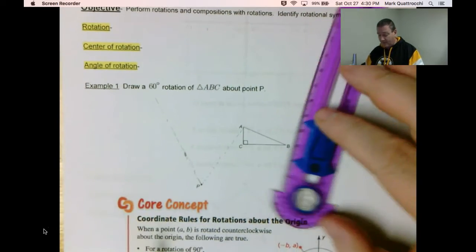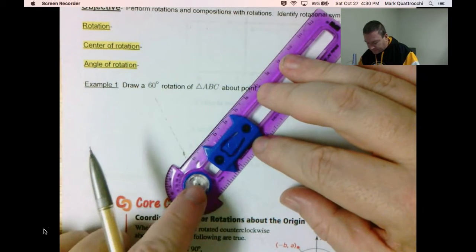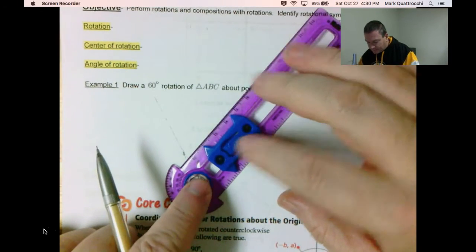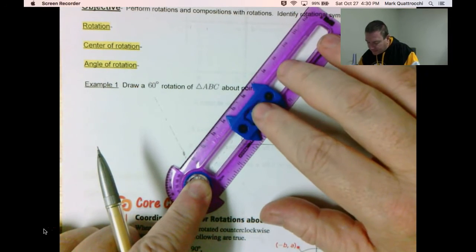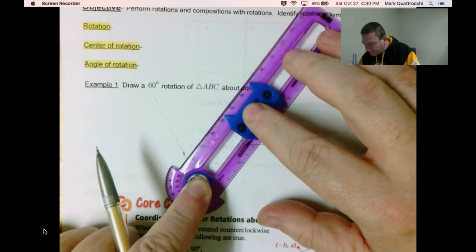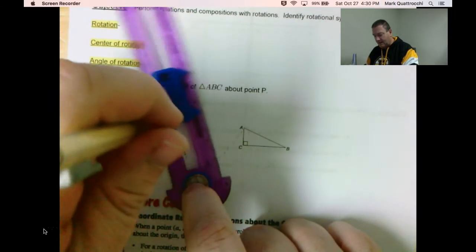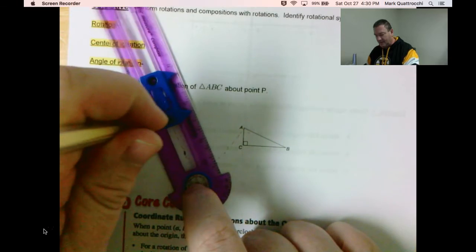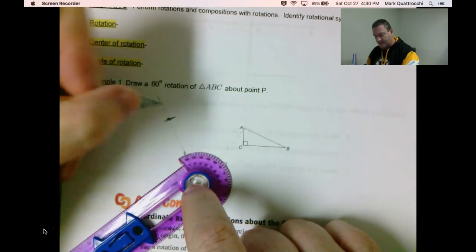Okay. How far away is it? Well, I'm actually going to use the compass for this, just to set my distance to the length of where point A is. Now I've got the radius set for A. I can come out here, and there is A prime.